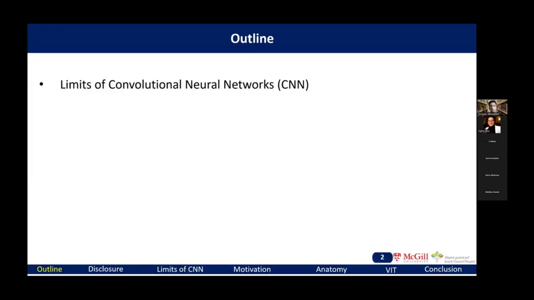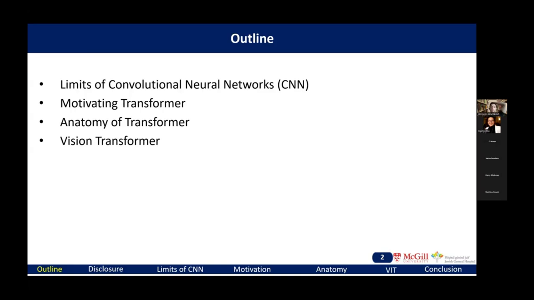Okay, so I'm gonna start off with the limits of convolutional neural networks. Then we'll motivate the transformer, like how the transformer has been able to overcome those limits and even add more to it. Then we'll take a close look at the anatomy of the transformer. So how does it work? Finally, we'll make the jump to vision transformers, and we'll close with some conclusions on transformers.